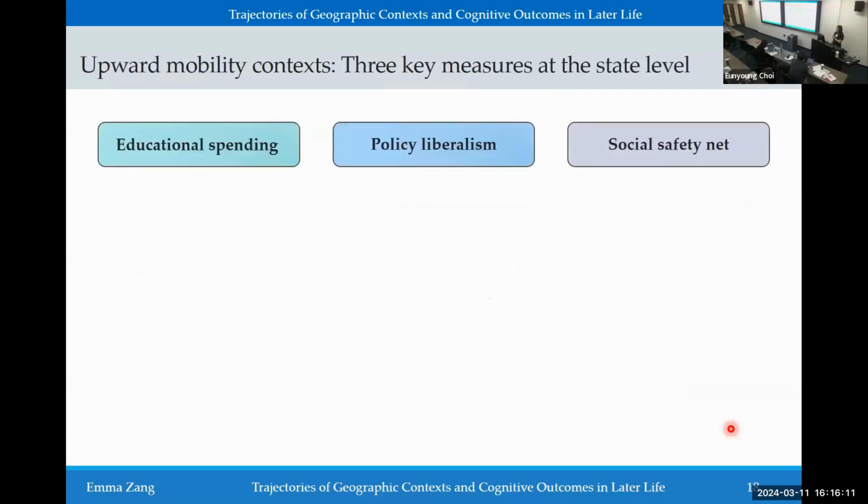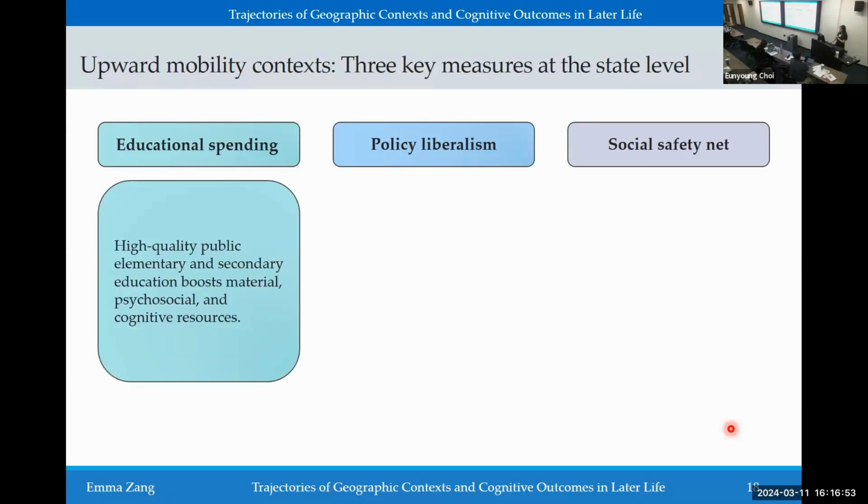In this project, we focus on 3 key measures at the state level. The first is educational spending, the second is policy liberalism, the third is social safety net. Policy liberalism and social safety net are actually available in the CDR. But we also matched with an external educational spending data set because we can trace this variable back to the 1950s, which allows us to capture the geographic context in childhood. The policy liberalism and social safety net measures only started in the 1980s, so for a lot of the HRS respondents, we cannot trace back to their childhood.